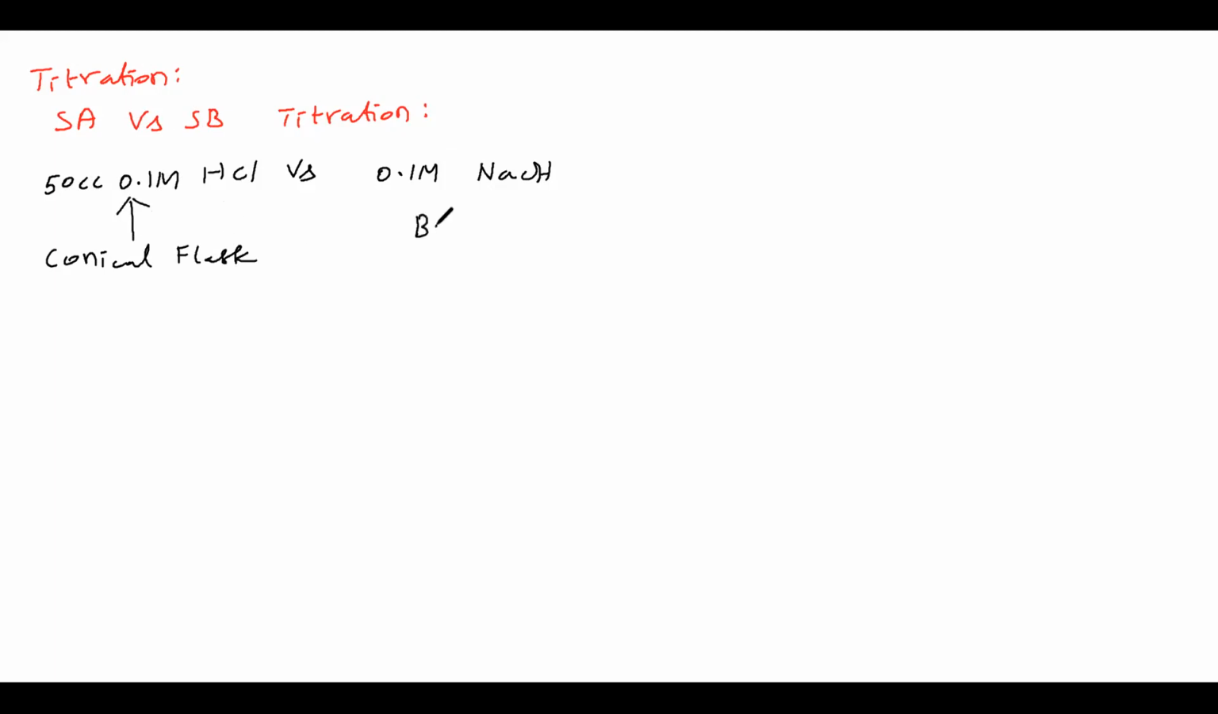Then we will take the burette solution. Initially, from the burette only we have to add sodium hydroxide. From the burette we have to add this solution drop by drop into this conical flask. Okay, so how we are taking this, that point we will see.